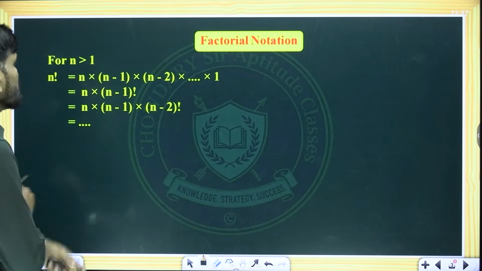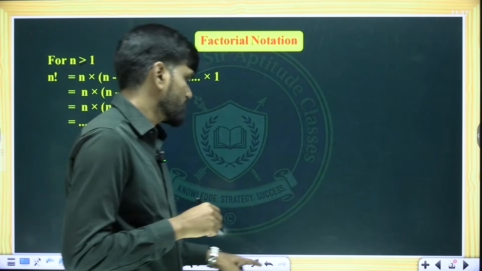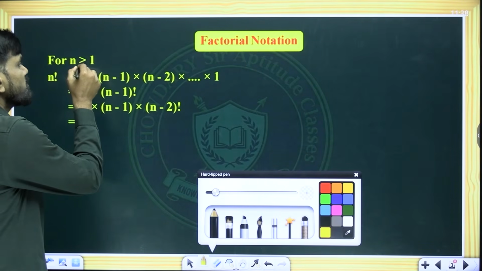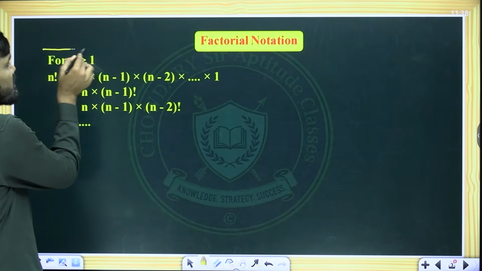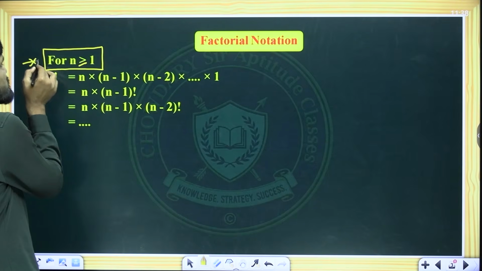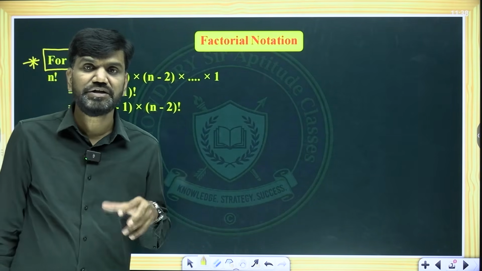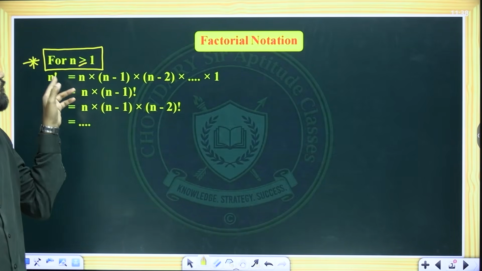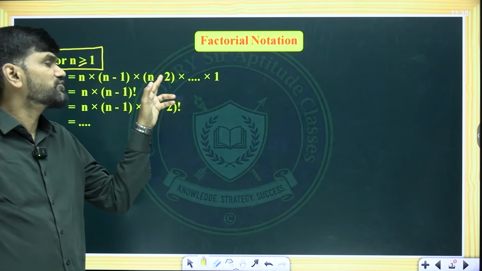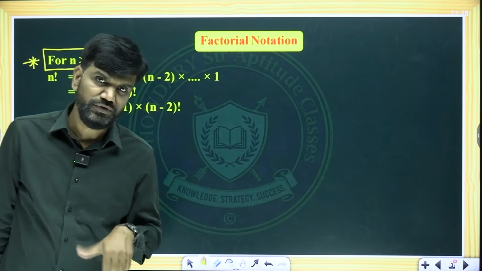So, for any number n greater than or equal to 1, it need not be greater, it can be equal also, factorial of a number is defined as the product of first n natural numbers starting from 1. So, if you want n factorial, that goes on like this: n into n minus 1 into n minus 2, we will write it up to 1. Starting from 1, we go up to n, is n factorial.